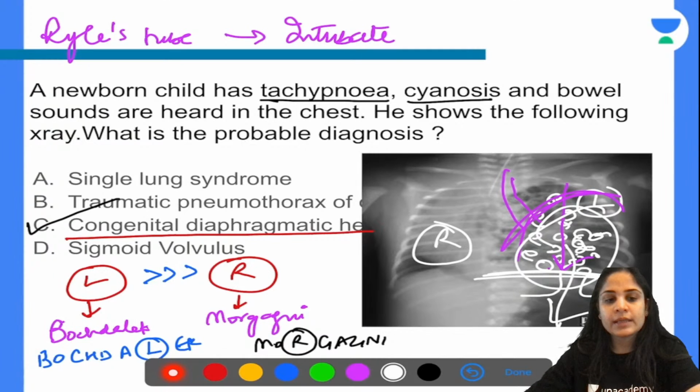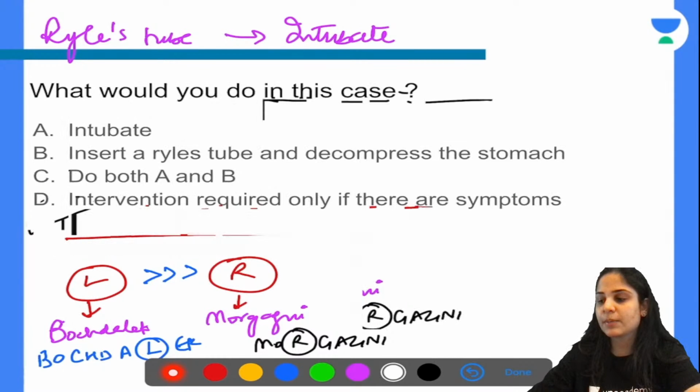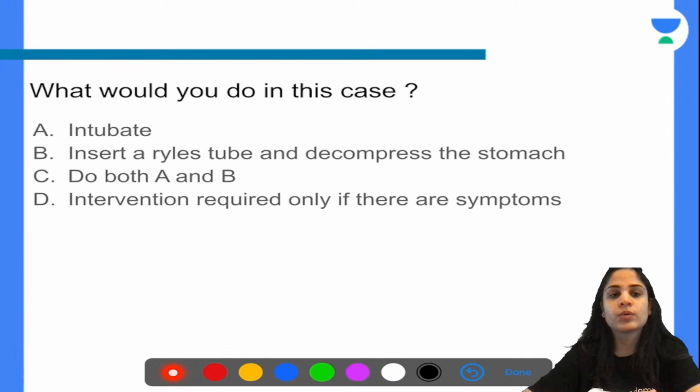What would you do in this case? Will you intubate the child? Will you insert a Ryle's tube and decompress the stomach? Will you do both A and B, or is intervention required only if there are symptoms? The contents are coming out through the diaphragm only because the opening or the defect is in the diaphragm. That's why.